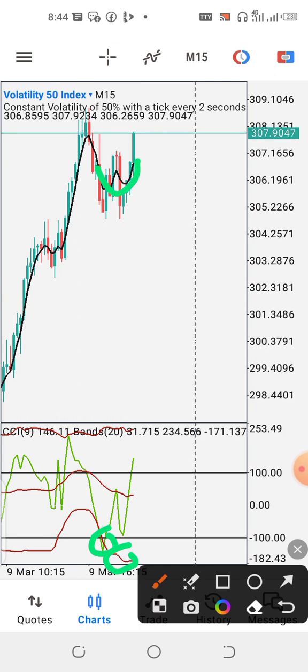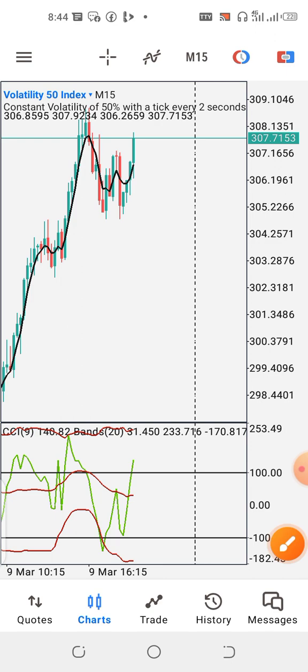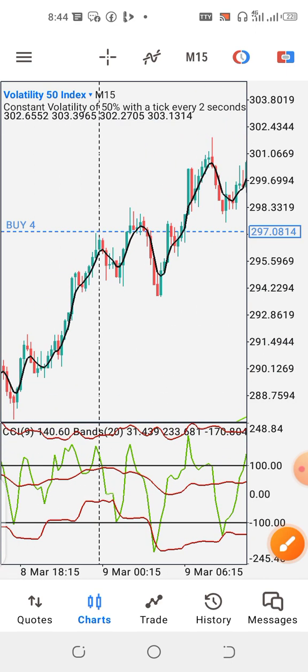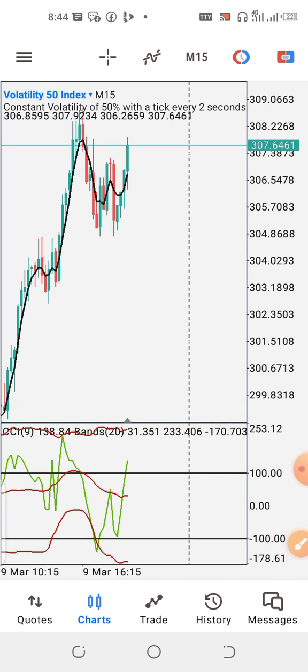It has started going up again. You enter, you put your stop loss. Always put your stop loss, guys. So don't make that mistake of not putting a stop loss. You put your stop loss, you go for a buy, guys. One position is okay for me for now, guys.